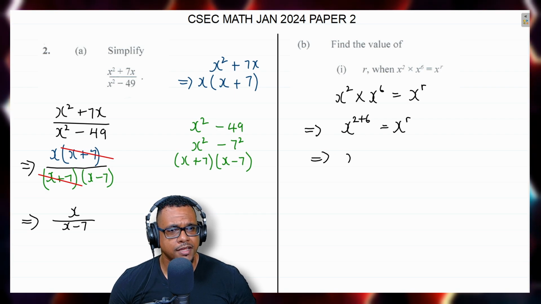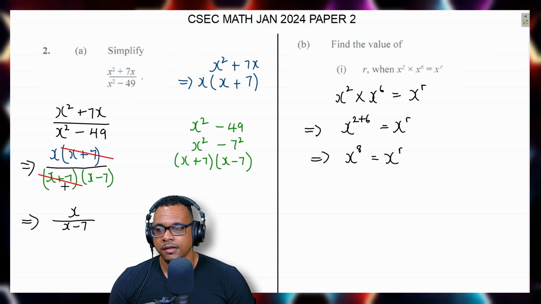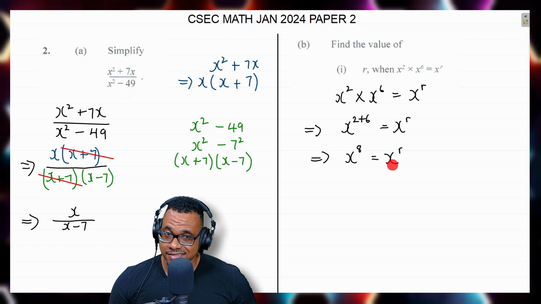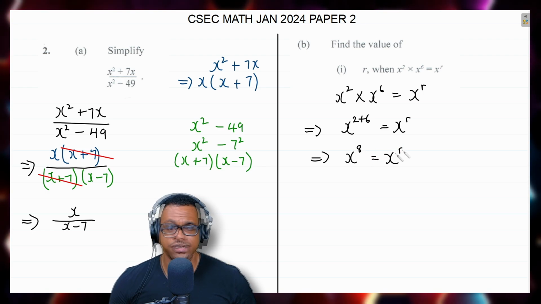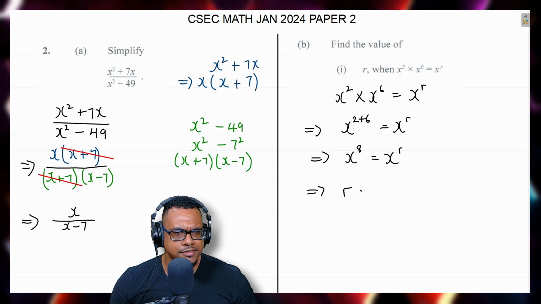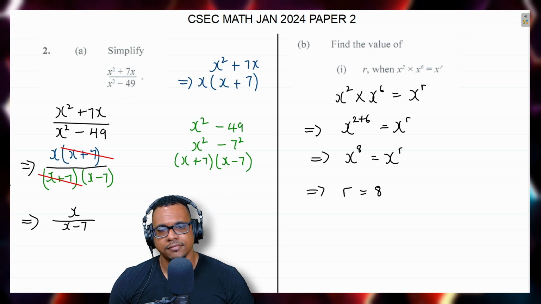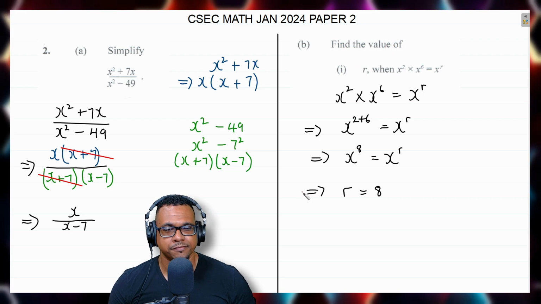So again, this would imply that we have x to the power of 8 is equal to x to the power of r. And now, since the two bases are the same and we have an equal sign, then that has to mean that 8 is equal to r, or you could say r is equal to 8. So this implies that r is equal to 8. And this will be your answer. You have found the value of r.